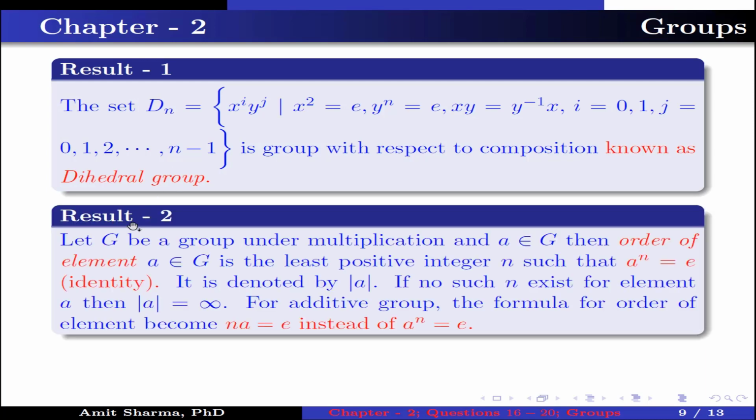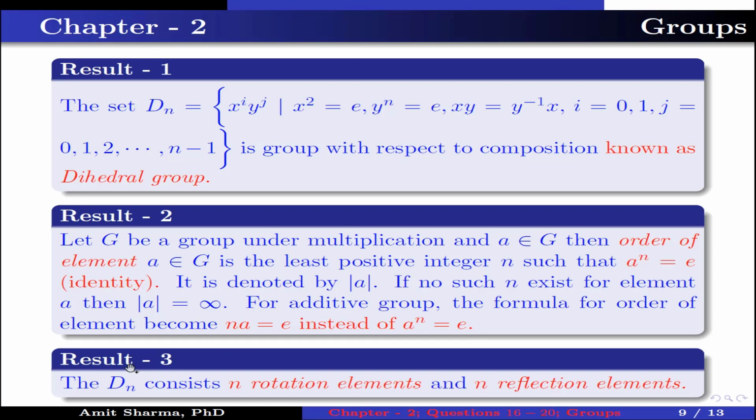Result number 2. Let G be a group under multiplication and A belongs to G, then the order of element A belonging to G is the least positive integer n such that A to the power n equal to identity. It is denoted by order of A. If no such n exists for element A, then order of A is infinity. For an additive group, the formula for order of an element becomes nA equal to identity instead of A to the power n equal to identity.